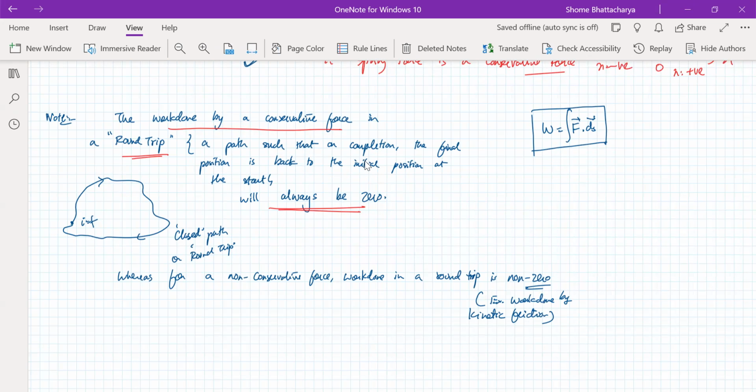Therefore, by definition, a non-conservative force does non-zero work in a round trip, whereas a conservative force will always end up doing zero work if we take it back to the initial position. If we are going a round trip, the net work done by a conservative force will always be zero.